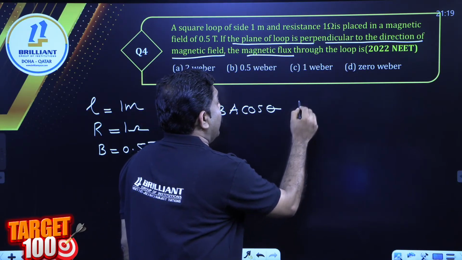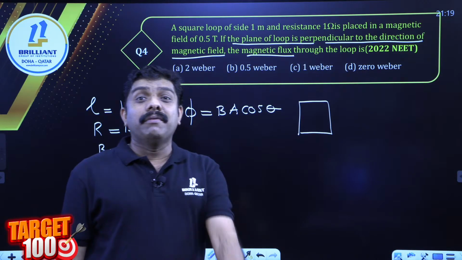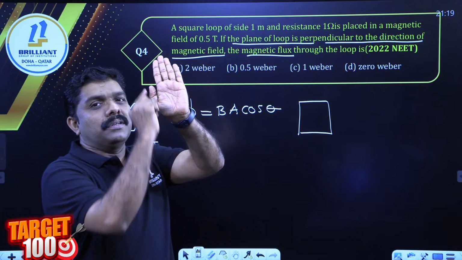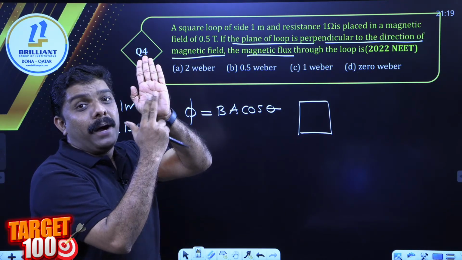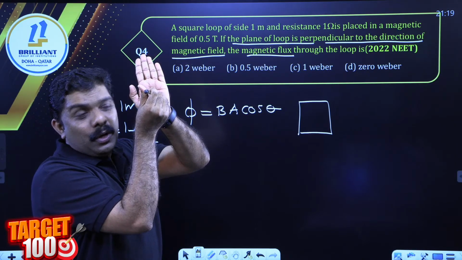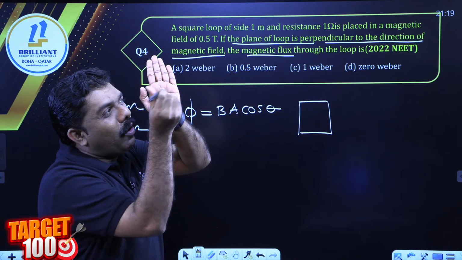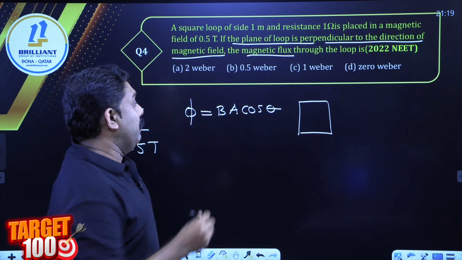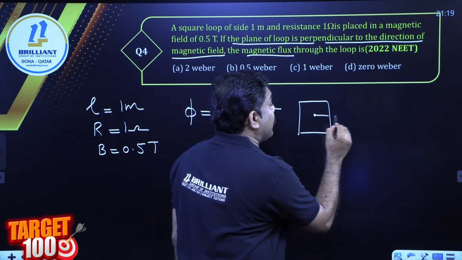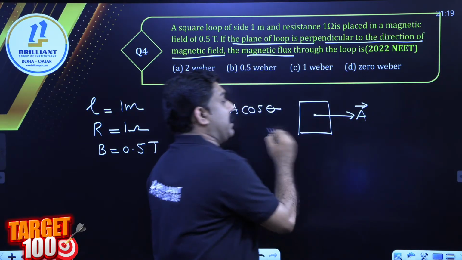So suppose this is the square loop. Area vector is always normal to the plane of the coil. So suppose I am considering this is the area, my palm is the area. So its area vector will be like this, directed normally outward. As 3 dimension is not possible, I am marking this is the area vector.